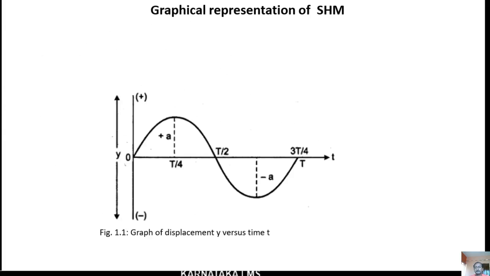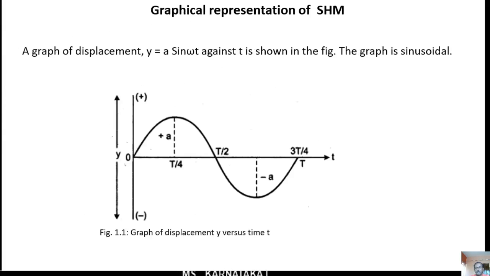Let us see the graphical representation of simple harmonic motion. Here is a graph of displacement, taken along the y-axis, that is y equals A sine omega t, against the time interval t in seconds. Capital T is the time period of oscillation, but small t is the interval when the particle undergoes simple harmonic motion. Hence the graph is sinusoidal.